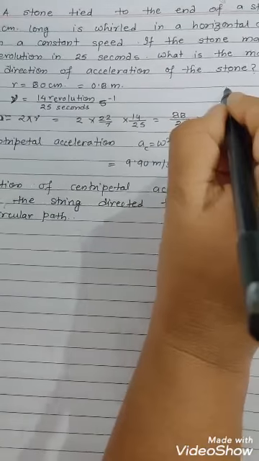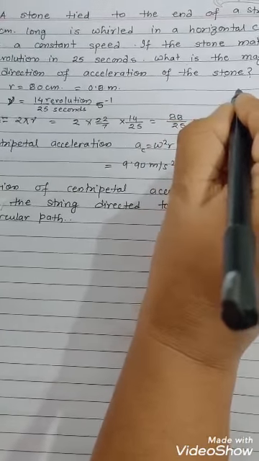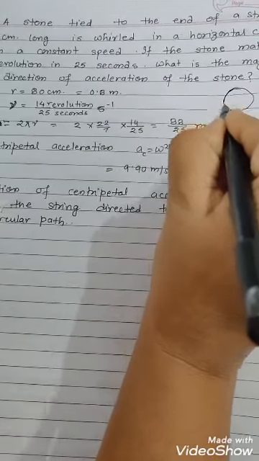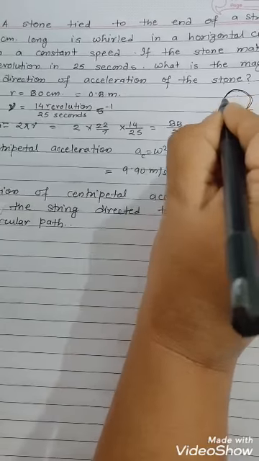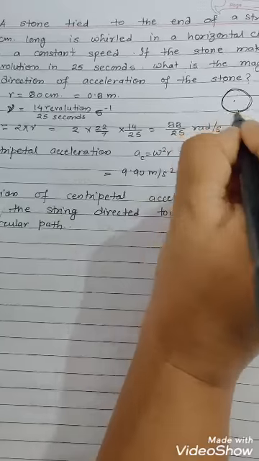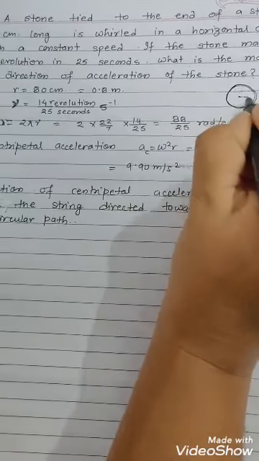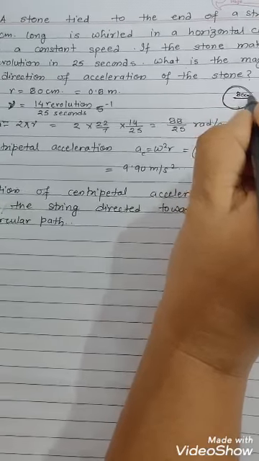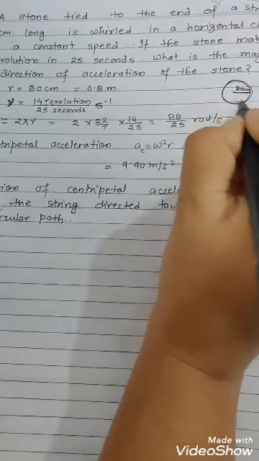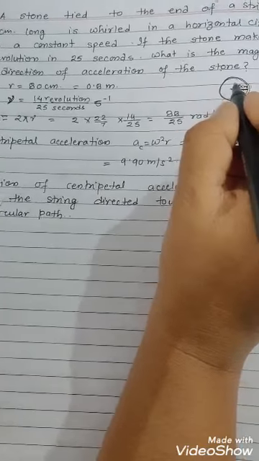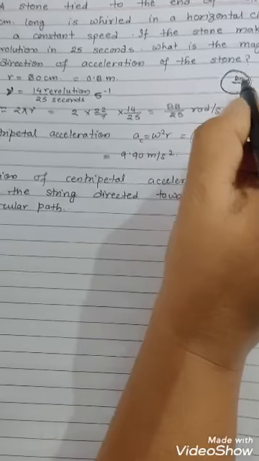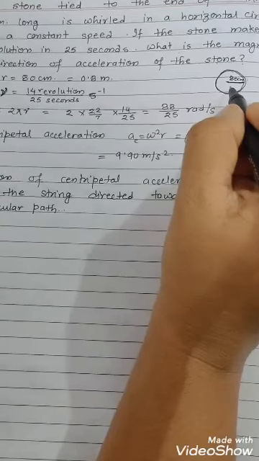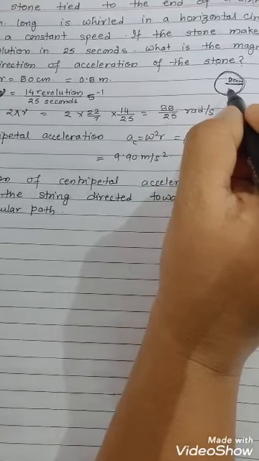That means if the string is 80 centimeter in length, the stone which is whirled here in the horizontal plane will make a circular path like this, and the radius of that circular path will be 80 centimeter. So this is a type of uniform circular motion, which is a uniformly accelerated motion, you can say that.